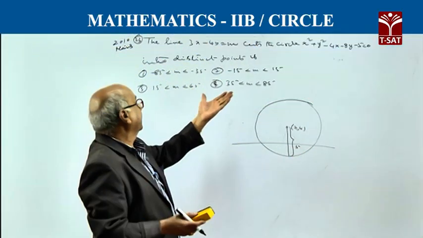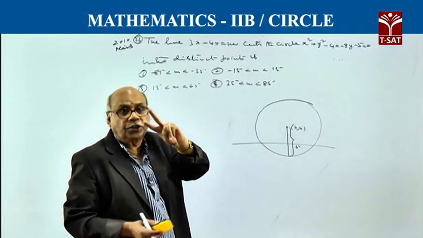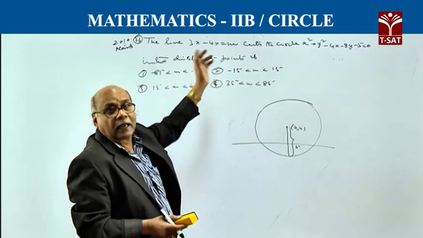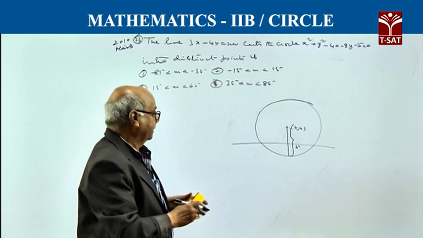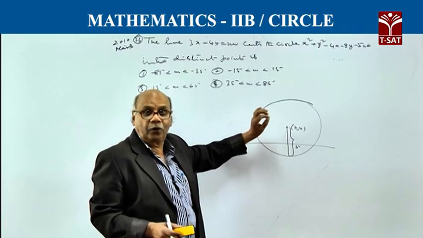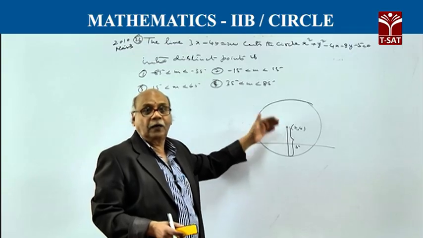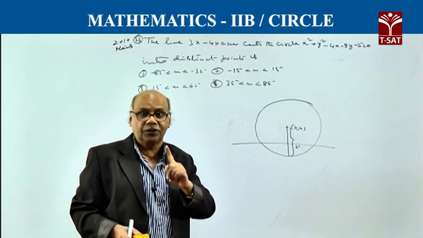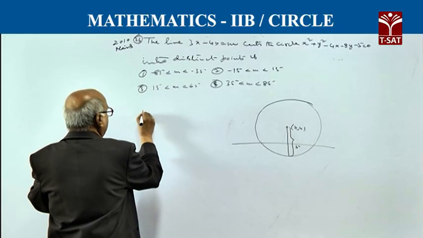See, you are given a circle and a line, and the line is intersecting the circle in two distinct points. Then he is asking about the value of the parameter m, that m lies in the so and so interval. And everybody knows that a line intersects a circle in two distinct points if and only if the length of the perpendicular drawn from the center onto the line must be less than the radius itself.